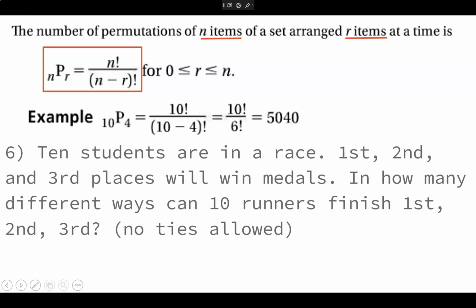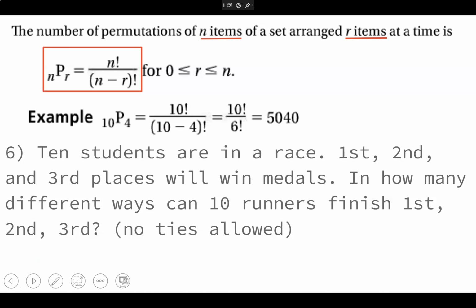So we have 10 students in a race. First, second, and third places will win medals. In how many different ways can 10 runners finish first, second, and third? No ties allowed. So I'm not asking just how many ways can the runners finish the race, because that would be a factorial, 10 factorial. This wants to know how many different ways can those 10 runners finish in first, second, or third. So there's a stipulation on how they're finishing the race. Does that make sense how this is different?